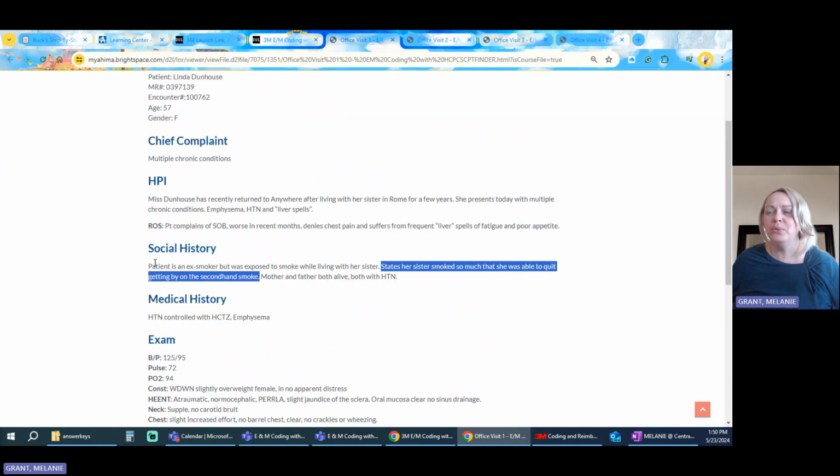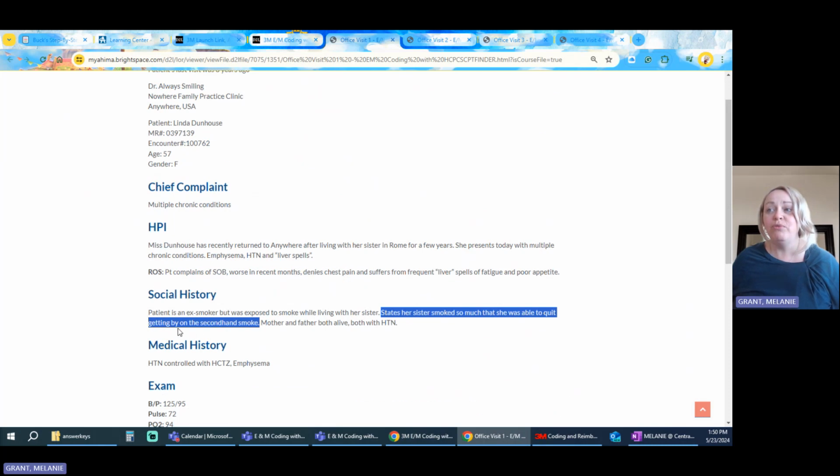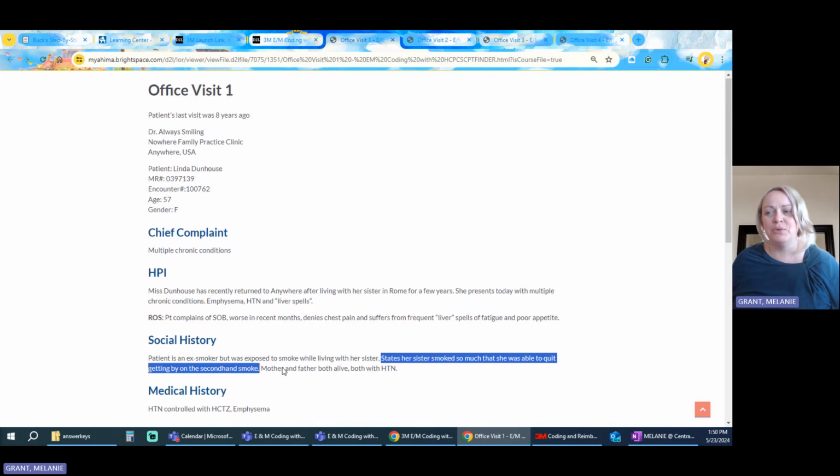Okay. So all four of these, our chief complaint, our HPI, including the ROS, our social, medical, and of course, when documented, family history are all part of what we call the history component of the visit. This is all information that the patient is answering that tells us a little bit about the story of who they are.